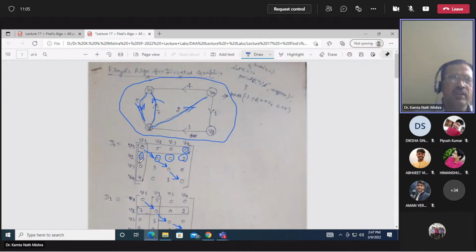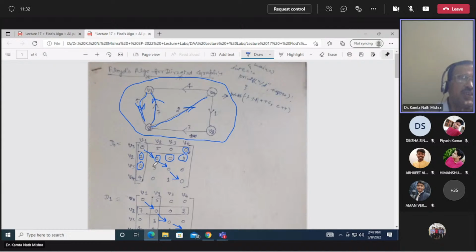So first you constructed this. V3 to V1, no direct path in the graph. V3 to V2, you are at V3 and you have to go to V2, one direct path is there and its length is 3. And V3 to V3, 0. V3 to V4, no direct path, so it is 0.